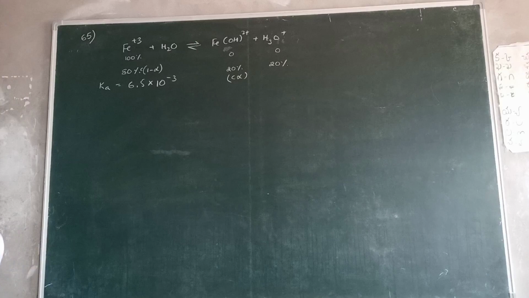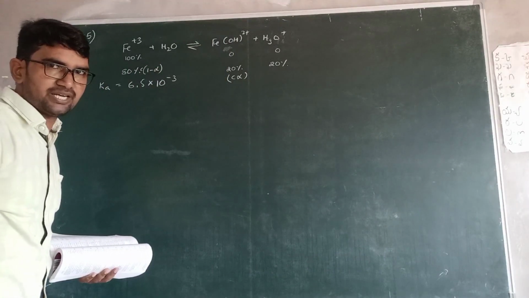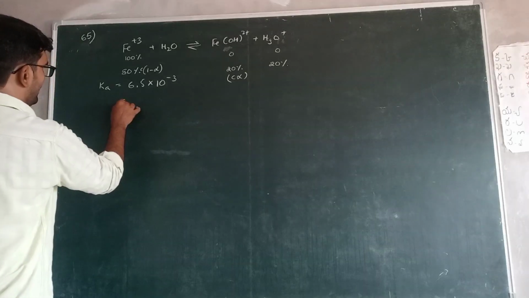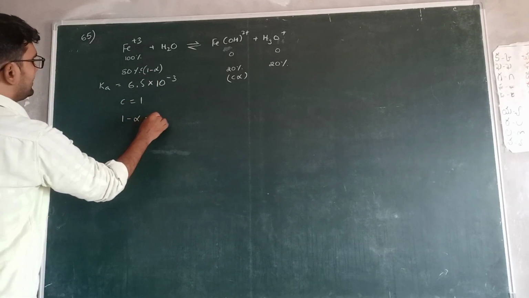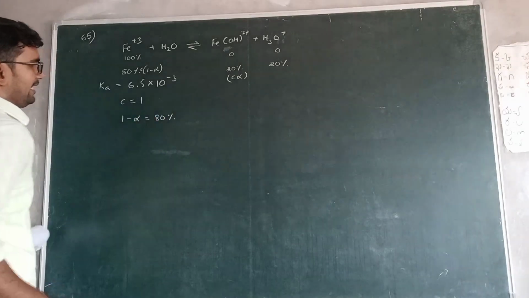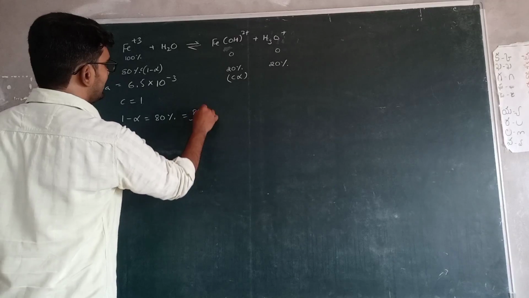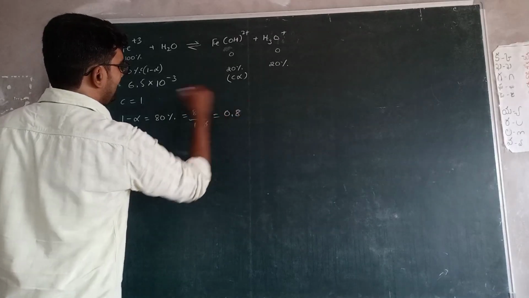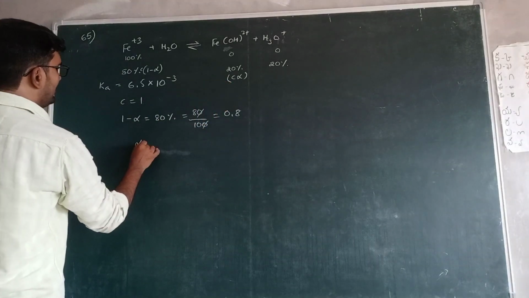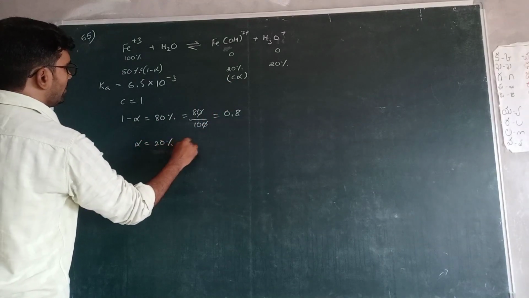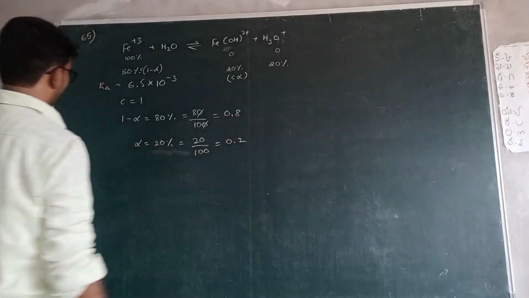Do you understand? So simply here the concentration C value is not mentioned, so concentration is taken as 1. So 1 minus alpha is equal to 80%. 80% means 80 by 100, that is 0.8. And C alpha means alpha is equal to 20%. So 20 by 100 means this is 0.2.